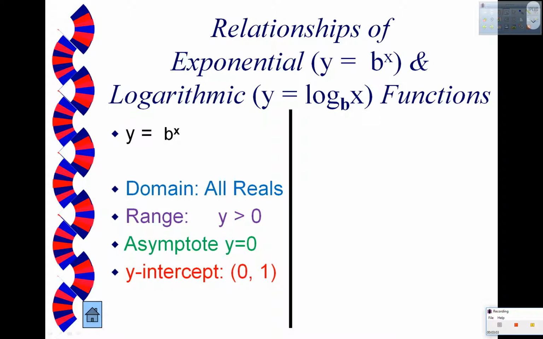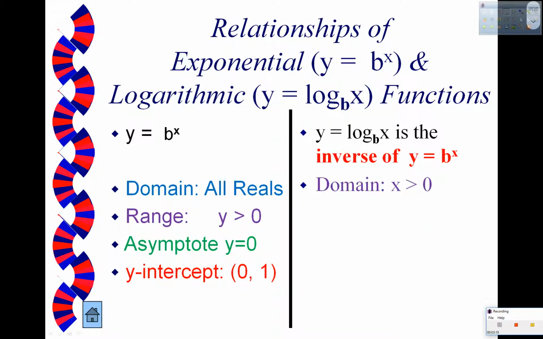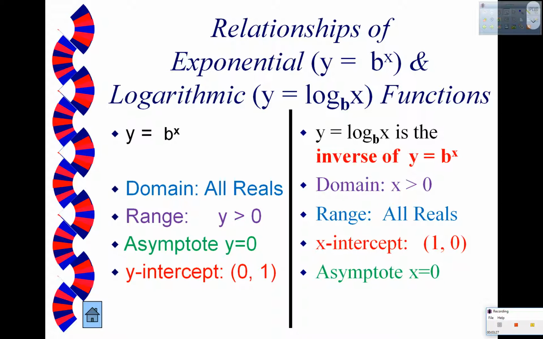So, relationships between exponentials and logs. Remember, logarithms are the inverse of exponentials, so they're inverses of each other. Exponential characteristics are on the left, and if we look at the characteristics of the log function, the domain is x is greater than 0. The range is all real numbers. Its x-intercept is (1, 0), and its asymptote is x is equal to 0.